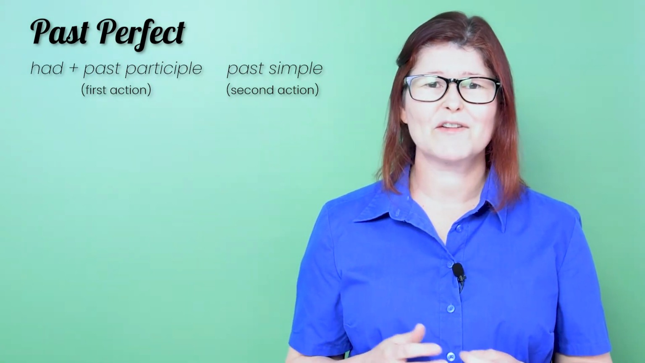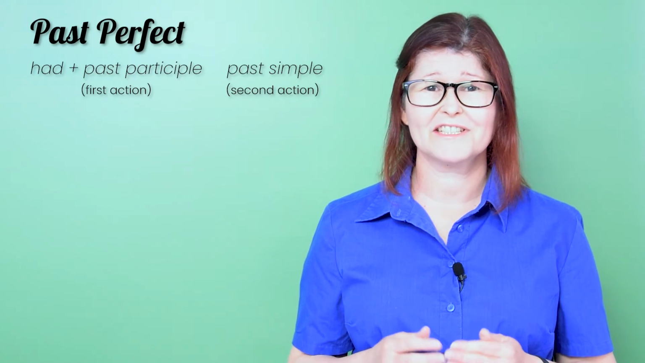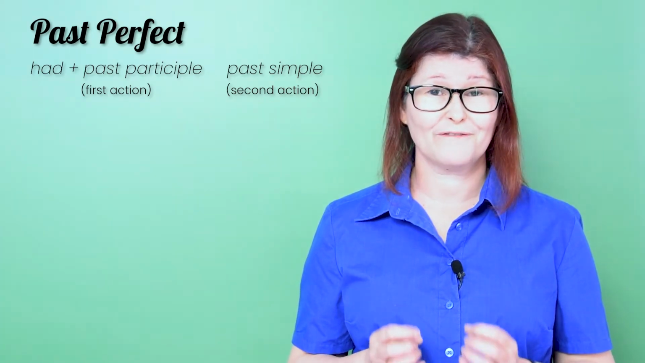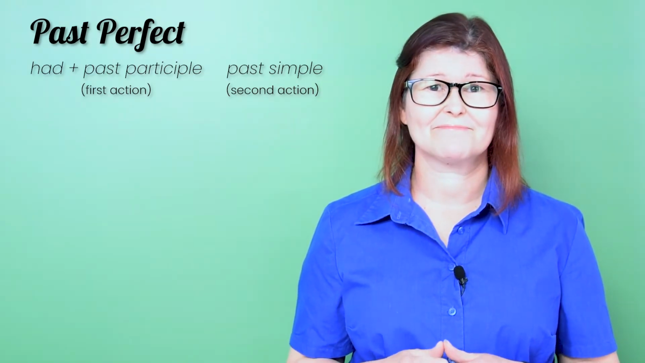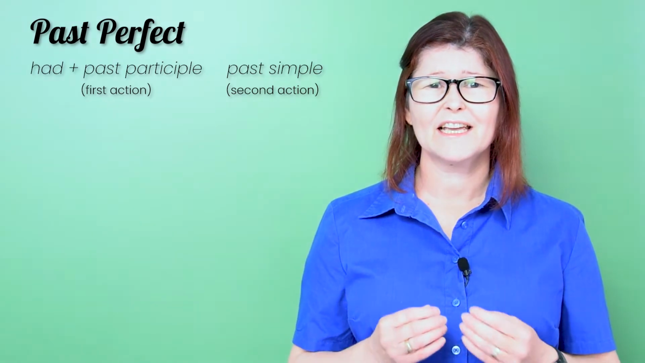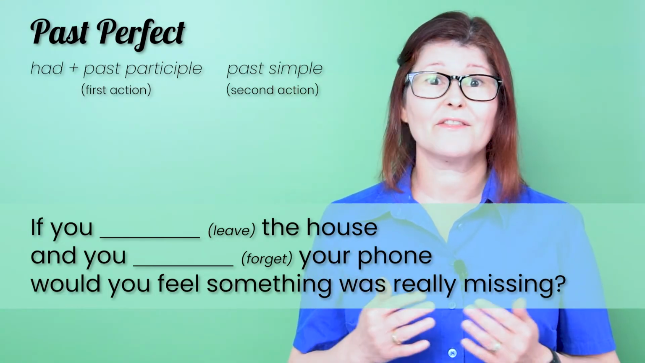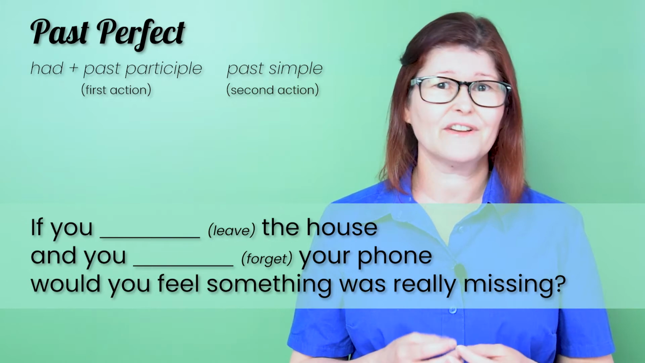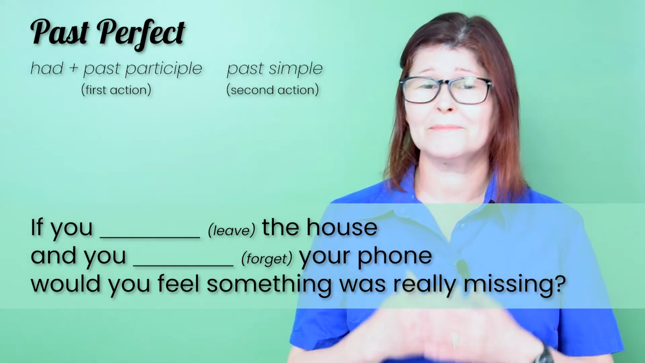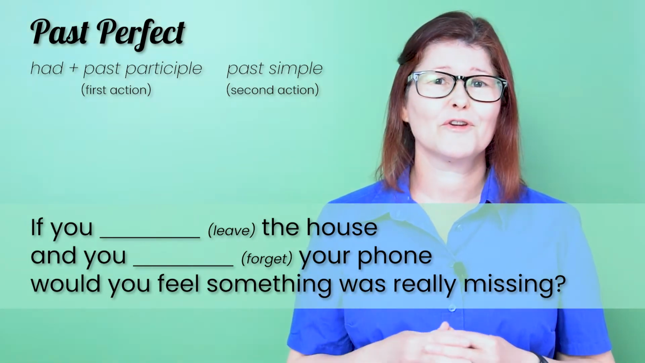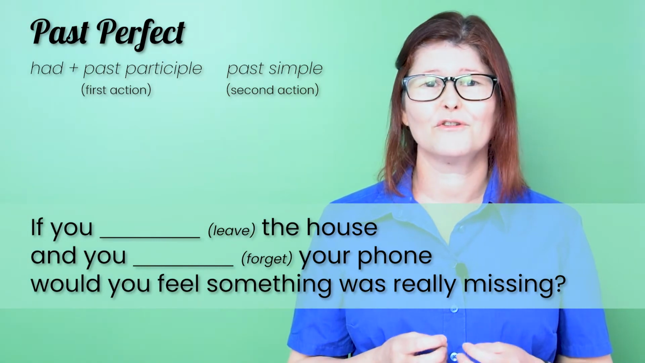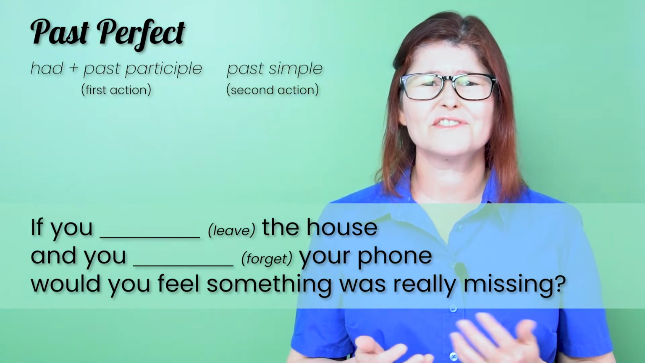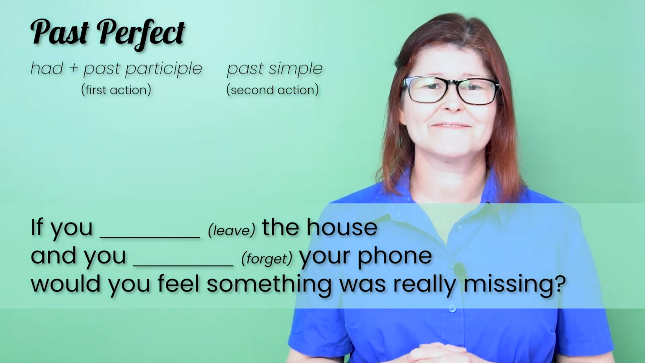So I have an example here. I thought we could work together to put the correct verb tenses into the spaces. So it's this. The verb here is leave the house, and the verb is forget your phone. Would you feel something was really missing?